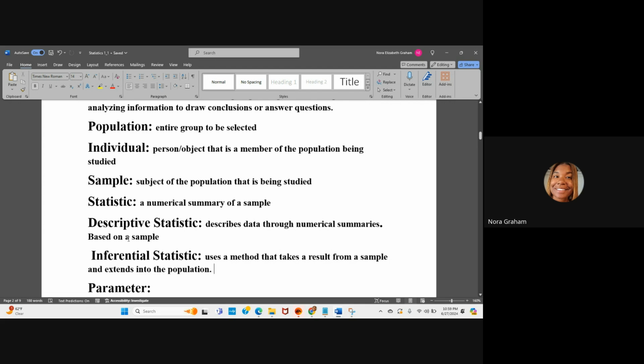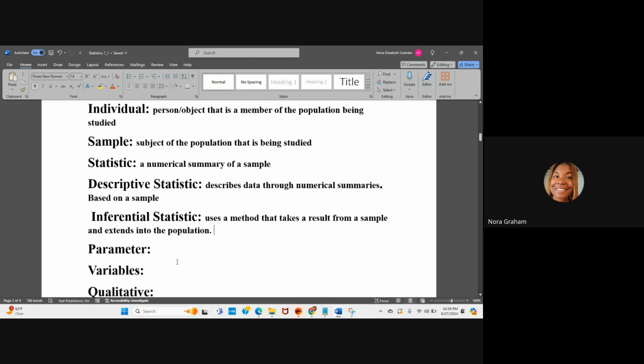Descriptive statistics has to do with a sample. Like I said, we're getting ready to do examples on these, so it will make better sense. And so then we're going to have the parameter. It's a numerical summary of a population. So remember, a statistic is just a numerical summary of our sample. A parameter is just a numerical summary of our population.